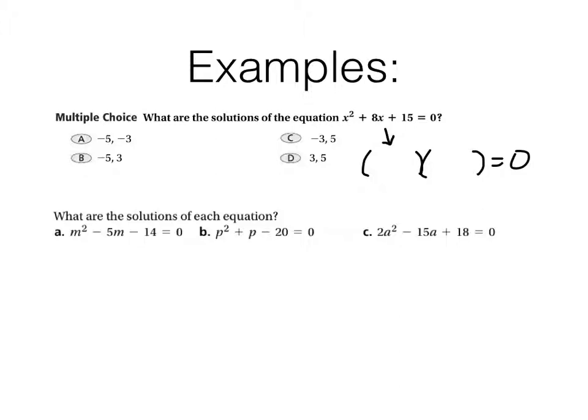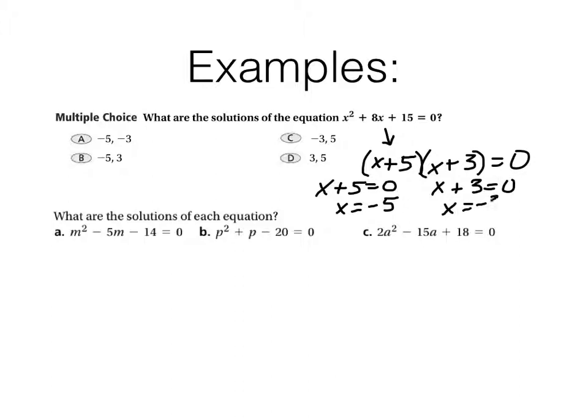Factors of 15 that add up to 8 would be positive 5 and positive 3. Setting each of those equal to 0, x plus 5 equals 0, so x equals the opposite of 5, which is negative 5. And x plus 3 equals 0. So again, x equals the opposite, in this case, negative 3. So we want the negative 5 and negative 3 one, which is a. I guess I should bubble it like that. There you go.